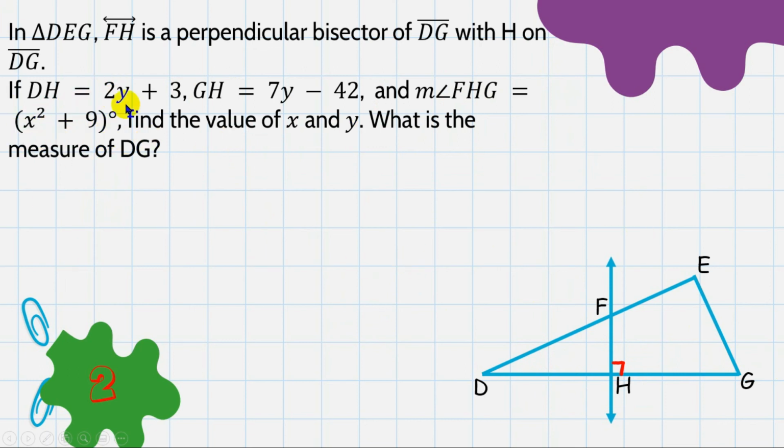So, using this information, x squared plus 9 daw po itong angle na to para mahanap nyo yung value ng x. And then, for the y, ang gagamitin yung information ay ang line segment DH. So, this one, from this point up to this point, that's 2y plus 3. And GH, from this end point up to the midpoint, so that's 7y minus 42. So, you can pause this video for a while and then solve for the value of x and the value of y.